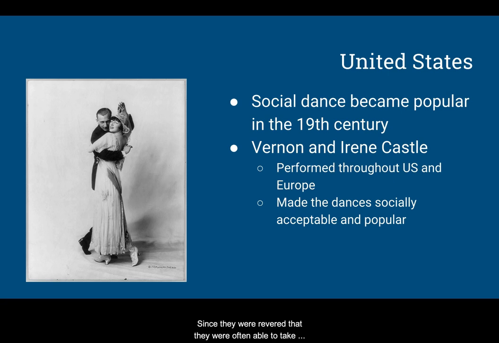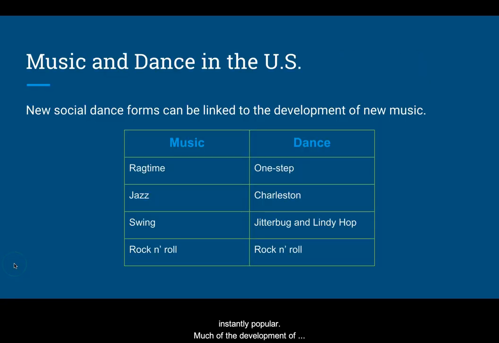Since they were revered, they were often able to take dance forms that may not have been socially accepted and turn them into elegant dances that became instantly popular. Much of the development of new social dance forms in the United States can be linked to the development of new music. Here are some examples. Ragtime inspired the one-step. The one-step was a form simple enough to be learned and performed by nearly everyone, which was the attraction of the style.